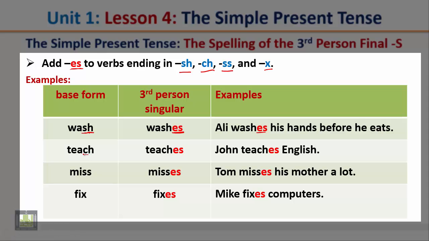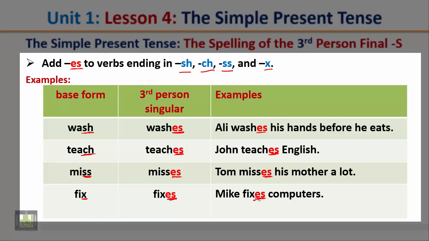Teach ends in ch. So we add es. John teaches English. Mess. This verb ends in s. Misses. We add es. Tom misses his mother a lot. Fix. This verb ends in x. So we add es to this verb.